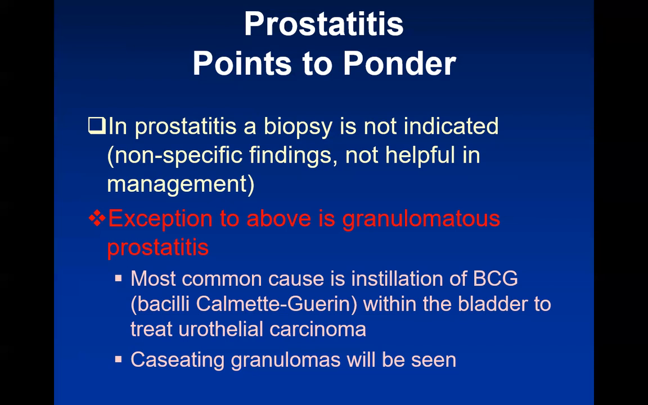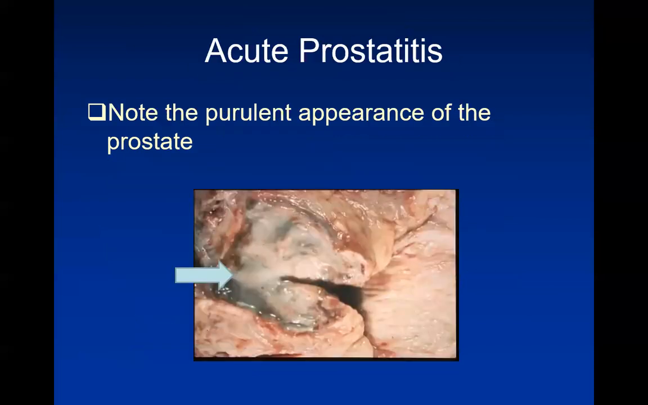When you instill BCG in the urinary bladder of someone who has urothelial cancer, the BCG is going to result in a granulomatous inflammation or reaction in the urinary bladder that is going to destroy, believe it or not, the tumor cells. In the process, this may extend into the prostate, and the patient may have granulomatous inflammation. So if there is any suspicion that this may be the case, you will be biopsying the prostate.